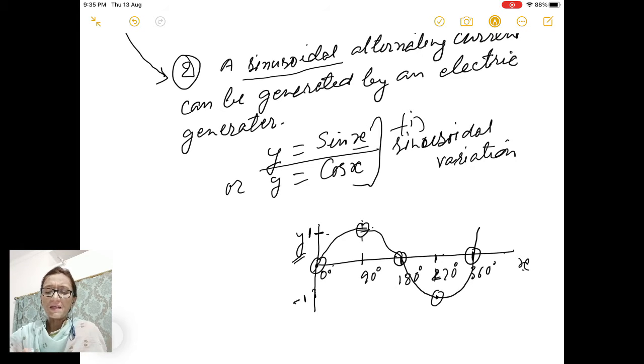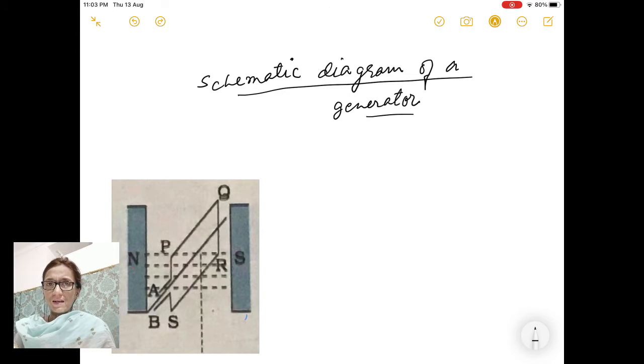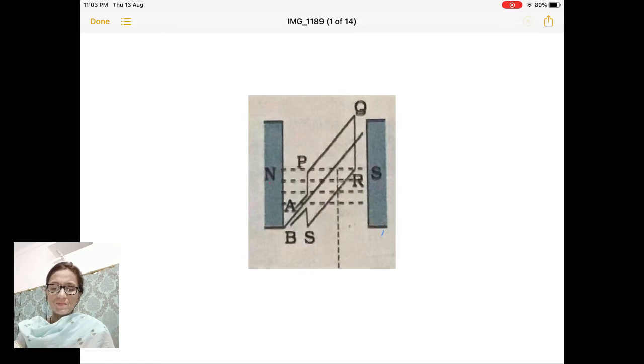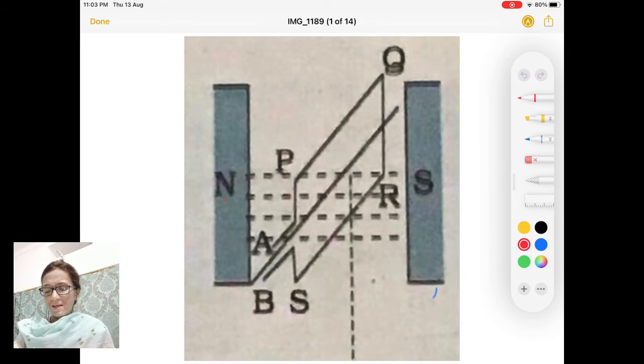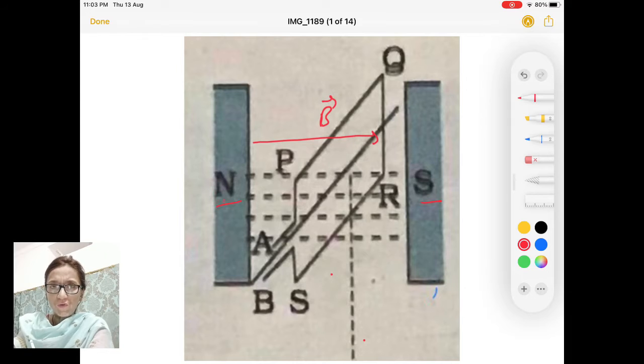So this current can be generated by an electric generator. So let me discuss the schematic diagram of an electric generator. Sinusoidal varying alternating current is produced in a generator. So let us discuss in brief the schematic diagram of a generator. Here you have a schematic diagram. You can see that we have two pole pieces of a strong magnet, a north pole and a south pole. Magnetic field is directed from north pole to south pole. This is a uniform magnetic field.